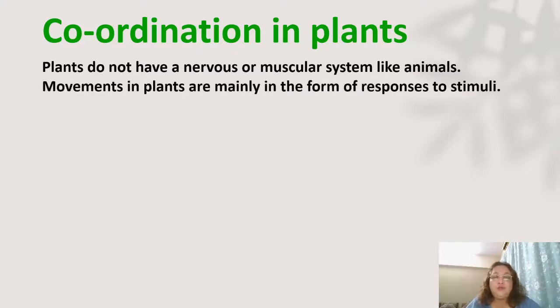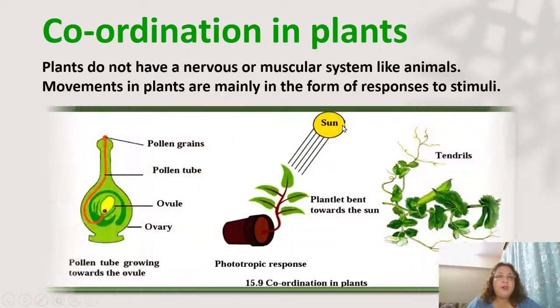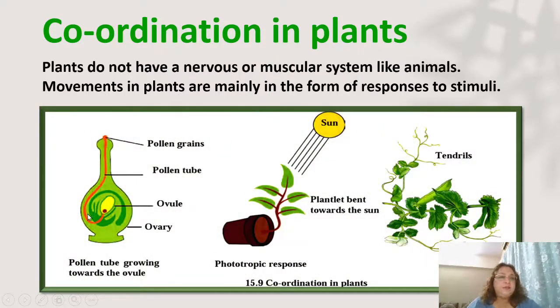Movement in plants is not from one place to another, but mainly in the form of responses to stimuli from the environment, something that acts on the plant. Some stimuli means something which is external to the plant. Now, if you look at these pictures here, you will find in the first picture the pollen tube growing towards the ovule. It is growing by itself, going towards the ovule.